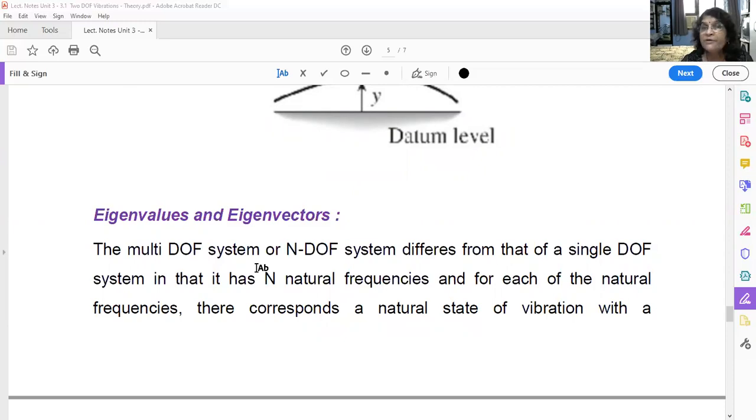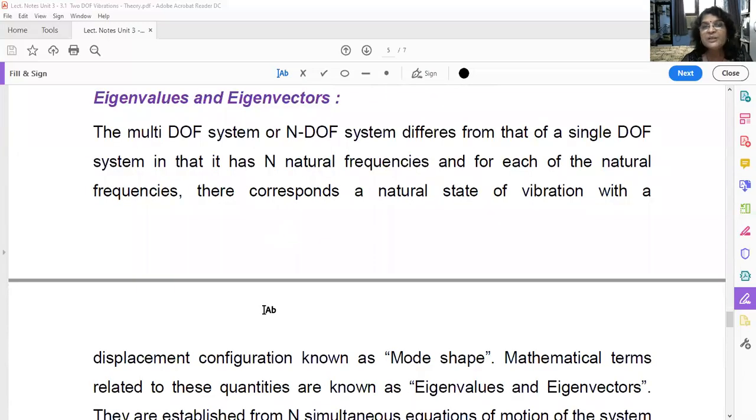The multi-DOF system or N-DOF system, N meaning the number of DOF, differs from a single DOF system in that it has N natural frequencies. So N DOF, N natural frequencies, and for each of the natural frequencies there corresponds a natural state of vibration with a displacement configuration known as a mode shape. Okay, that means what? See, the system is going to vibrate. In what pattern will it vibrate, in what fashion will it vibrate? That is known as a mode shape or mode of vibration.